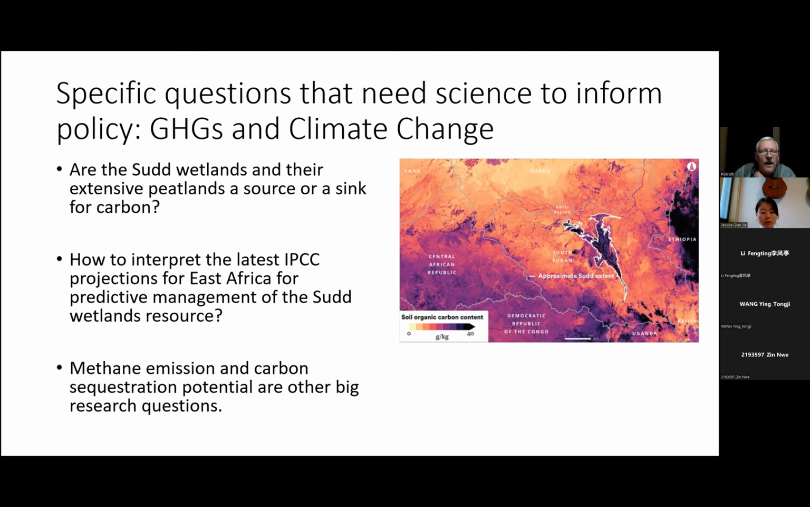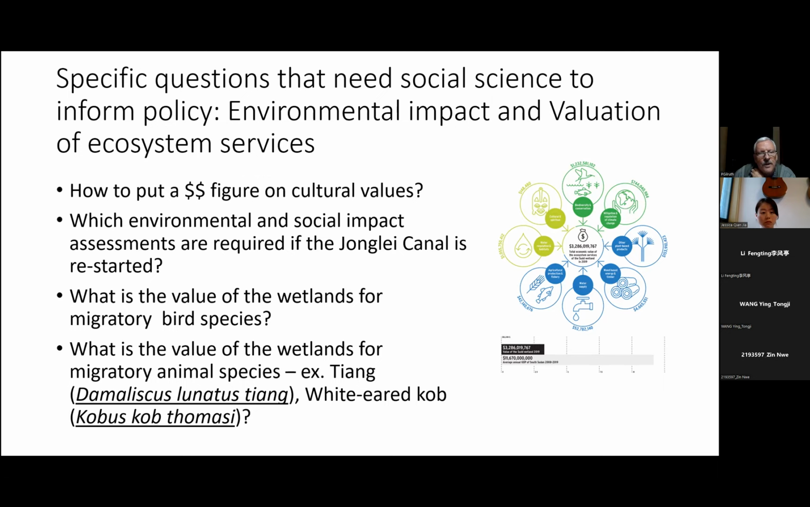For the social sciences, how do we put a dollar figure on cultural value? Which environmental and social impact assessments are required if the Jones Lake Canal is restarted? What is the value of wetlands for migratory bird species? What is the value of the wetlands for migratory animal species? All these questions don't have good answers and need further research.